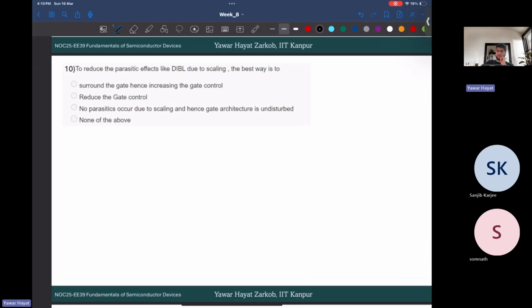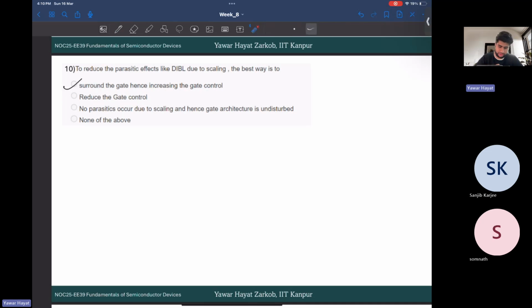Now, what about this? To reduce the parasitic things like table data scale, what is the best way? Firstly, you need to recognize that this is due to short channel effect. And what happens in short channel effects is the gate is not able to exercise that much control, right? So if you surround the gate and hence increase the gate control, you'll be able to reduce such effects, right? So that's why option A is correct.